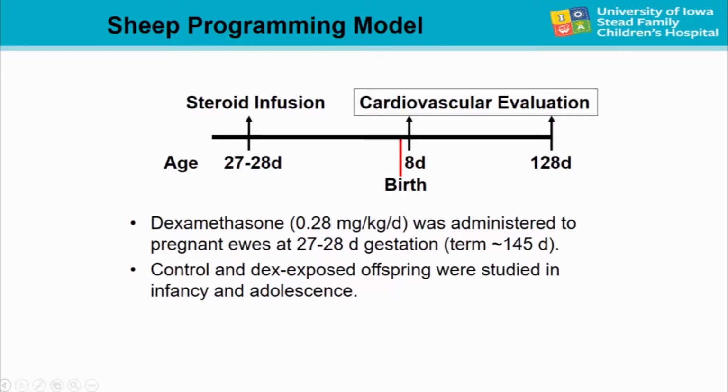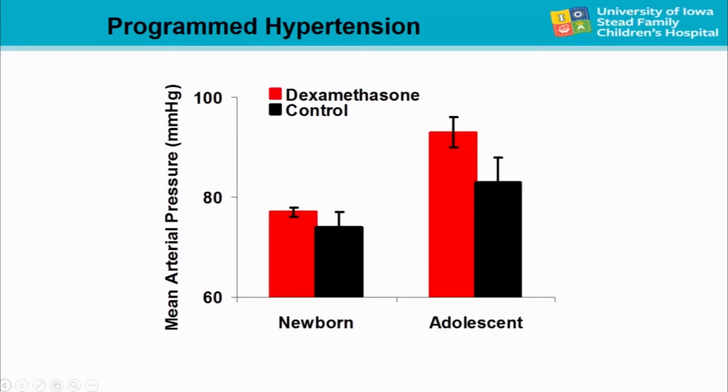And then we take control and dex-exposed offspring and study them shortly after birth, and then again at kind of an adolescent time point. And what we noticed was that the sheep that were exposed to dexamethasone tend to have slightly higher blood pressures when they're newborns, like a week old, and then they have significantly increased blood pressures in adolescence.